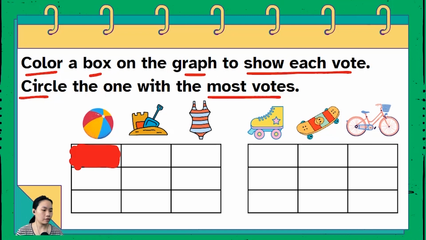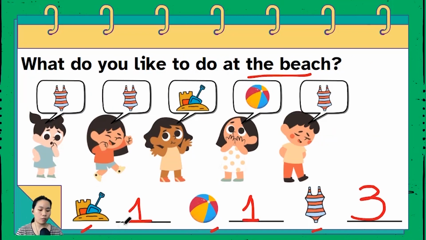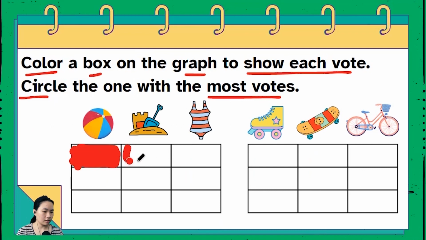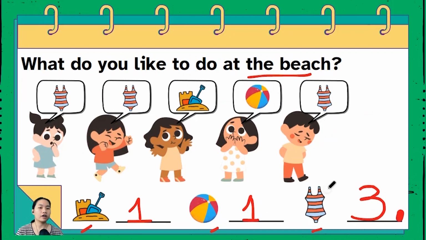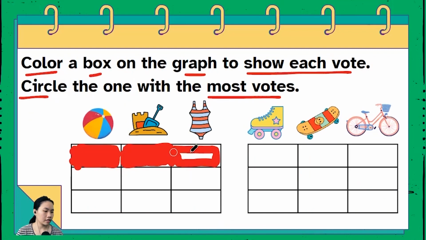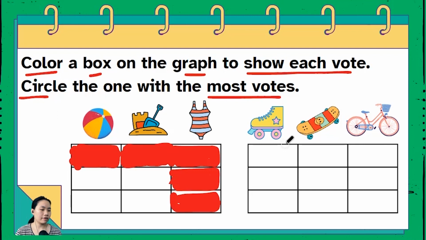Sandcastle. How many kids would love to play with sandcastles at the beach? There's only 1. So I'm going to color the rectangle that's next to the previous one. The last part of this graph, swimming. Do you remember how many kids would love to go swimming at the beach? Let's go back and see. There are 3. Color 3 rectangles. 1, 2, and 3.